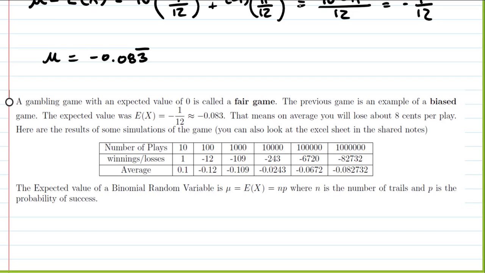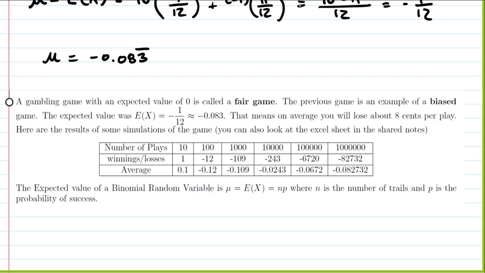So here are the results in some simulations of the game. I also have a spreadsheet that I made in Excel for you to play with if you want to play the game and simulate it a few times. So if you played 10 times, the average winning for 10 was 10 cents, so you were actually ahead. And then after 100, it went down to negative 0.12. After 1,000, it was negative 0.019. And then down to 2 cents, back up to 6 cents, and then it got close to 8 cents.